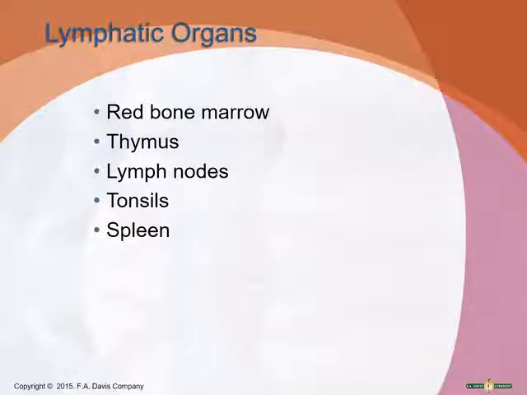The lymph organs: red bone marrow, thymus, lymph nodes, tonsils, and spleen. Some places also include the appendix in there. The red bone marrow and the thymus are the primary lymph organs. They provide the spot for B and T lymphocytes to mature. Lymph nodes, tonsils, and spleen are the secondary lymph organs. They contain the lymphocytes that have matured in the red bone marrow or the thymus.